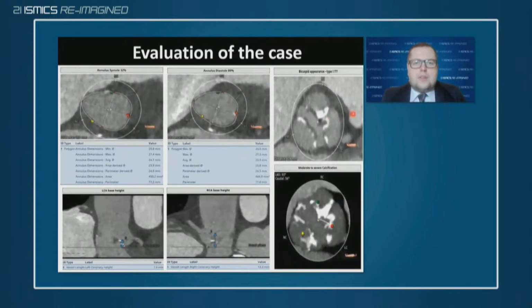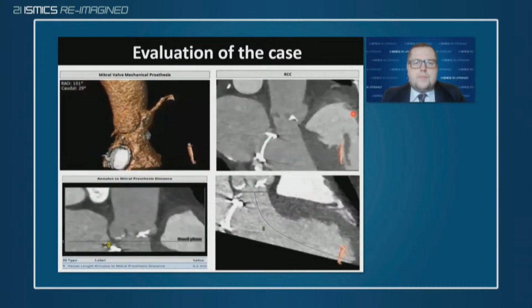Computed tomography showed moderate to severe calcification of bicuspid aortic valve type 1, with raphe between right coronary cusp and left coronary cusp. Annulus derived diameter was 24.6 mm. Left coronary height was below 8 mm. Right coronary height was 14 mm. Distance between aortic valve plane to mitral mechanical valve ring was 6 mm. In our experience, when the distance is more than 5 mm, it is a safe distance to perform TAVI with self-expandable prosthesis. We decided to implant Boston Scientific Accurate Neo prosthesis.